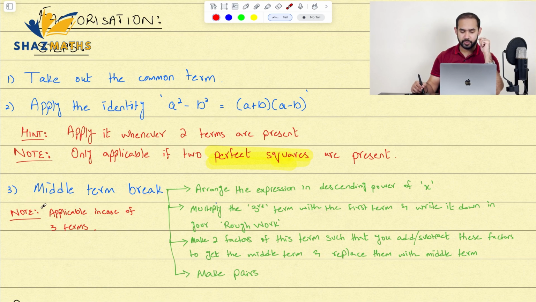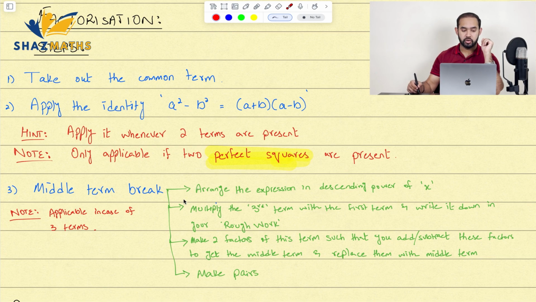Now the third step, we haven't discussed it in the last video, but we do know that this is only applicable in case of 3 terms. So whenever 3 terms are involved, we will first look out for the common term and then we will jump on to step number 3. We will basically skip step number 2.